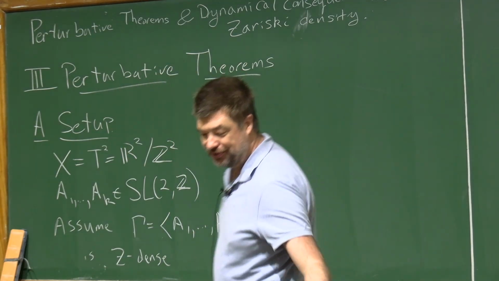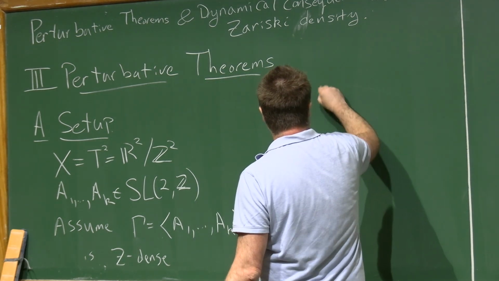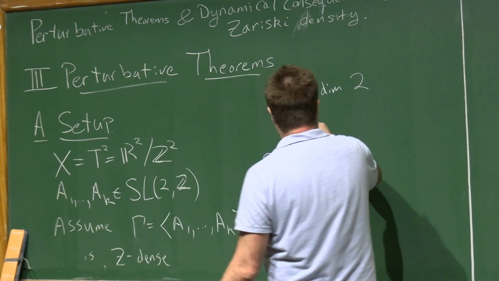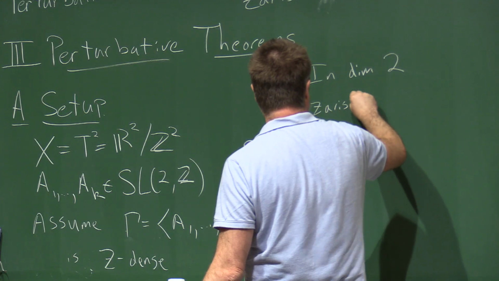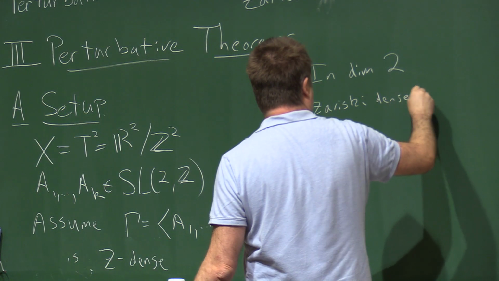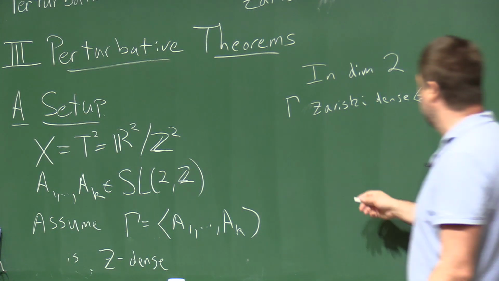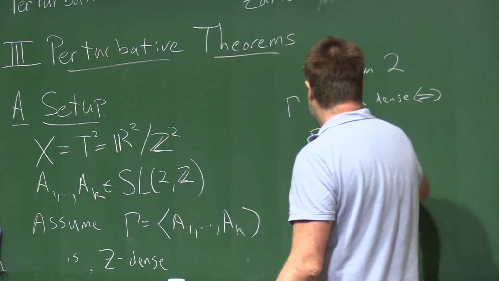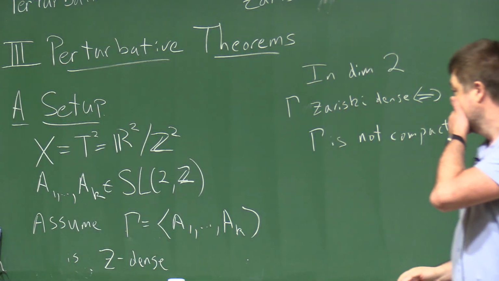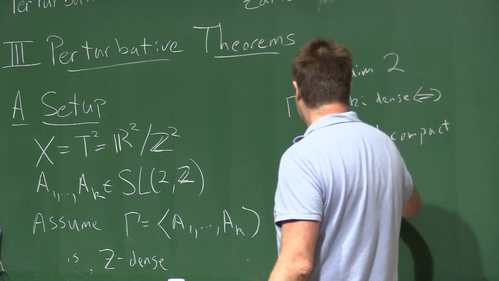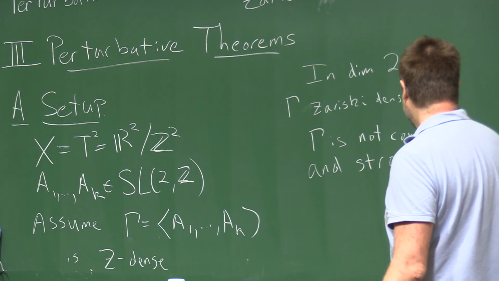Okay, I'm going to tell you right now, following my notes, how I think of Zariski density in dimension 2. In dimension 2, a group being Zariski dense, I think is equivalent, and certainly all the dynamical things I want out of it will be equivalent, to saying that gamma is not compact and strongly irreducible. So I've replaced one definition with another definition.